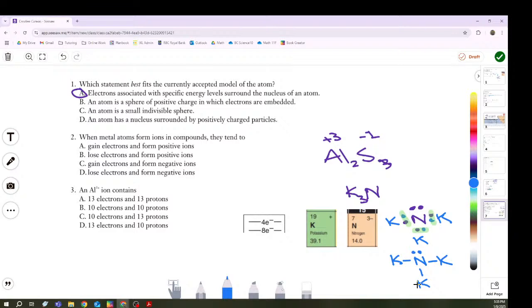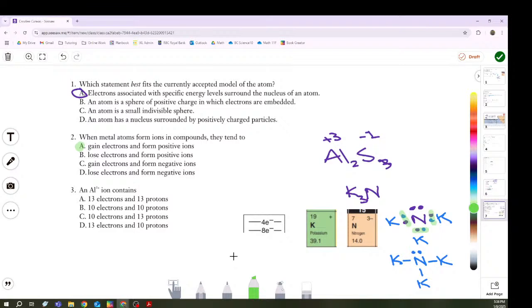So in order to answer this question, when an ionic compound is formed, are we losing or are we gaining electrons to form that? Are we forming a positive ion or a negative ion? Are we losing or gaining? Yes. Good.